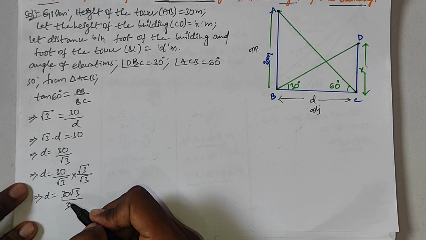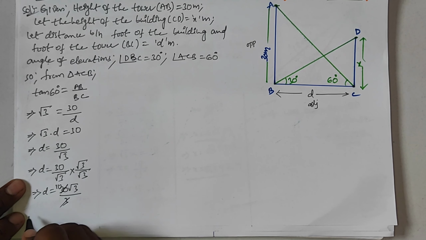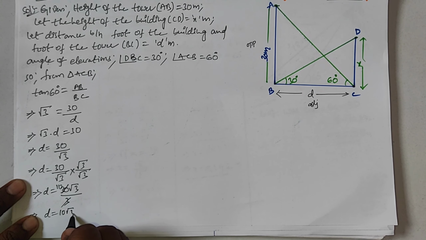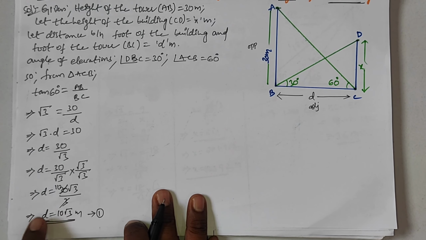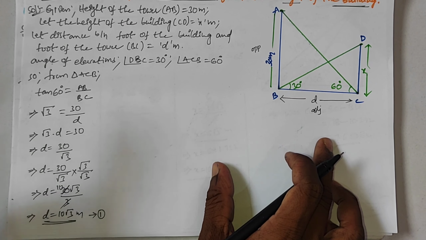So D equals 30 root 3 by root 3 into root 3, which becomes 3, as we know root A into root A is equal to A only. And 3 tens are 30. This implies D is equal to 10 root 3 meters. Consider this as equation number 1. So D indicates the distance between the tower and the building.